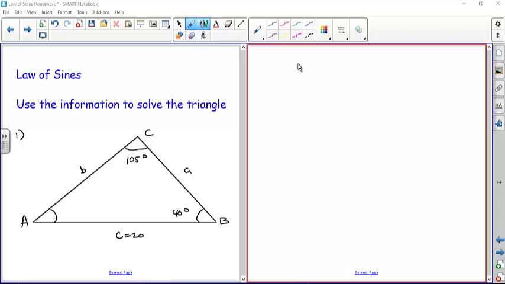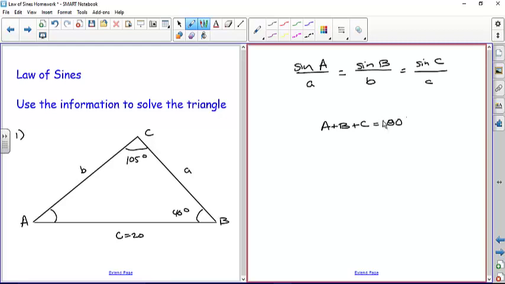So you've got the law of sines, which says the sine of angle A divided by the length of side A is equal to the sine of angle B divided by the length of side B, and that's equal to the sine of angle C divided by length C. And you also have that A plus B plus C equals 180 degrees.